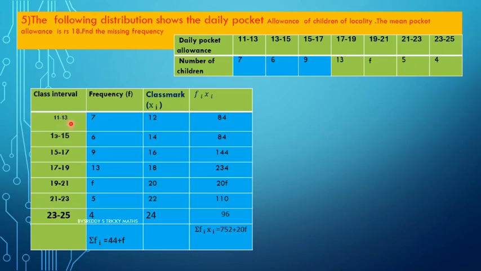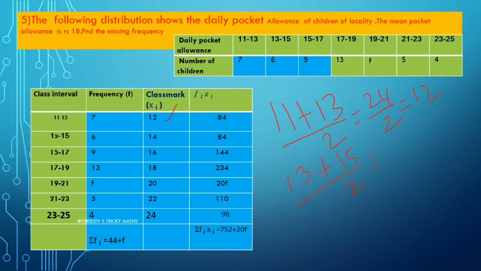Here, class interval, that means daily packet allowance, and frequency, that is the number of children. Now the third one is class mark. How can you frame class mark? The average of the class interval is called class mark. So for the first class interval, 11 plus 13 by 2, that is 24 by 2, equal to 12. So the first class mark is 12.